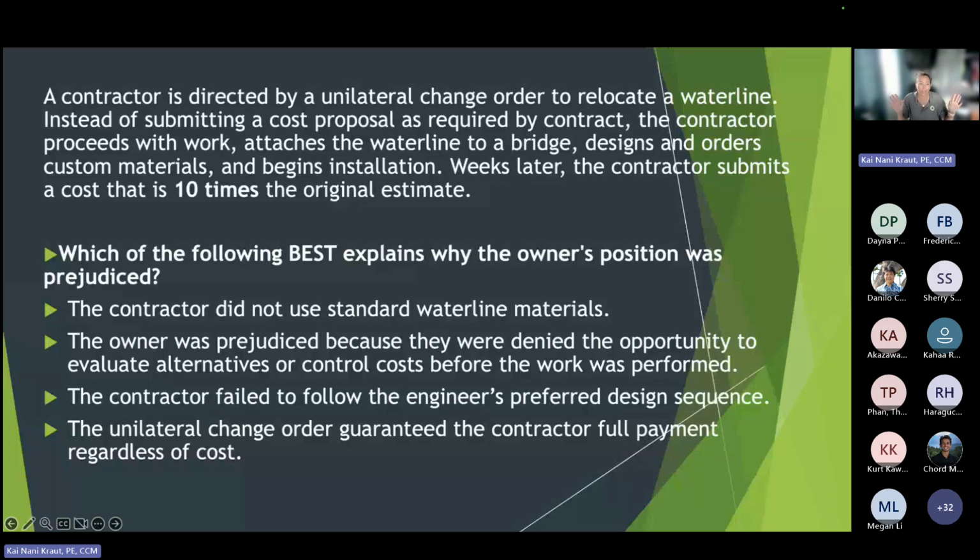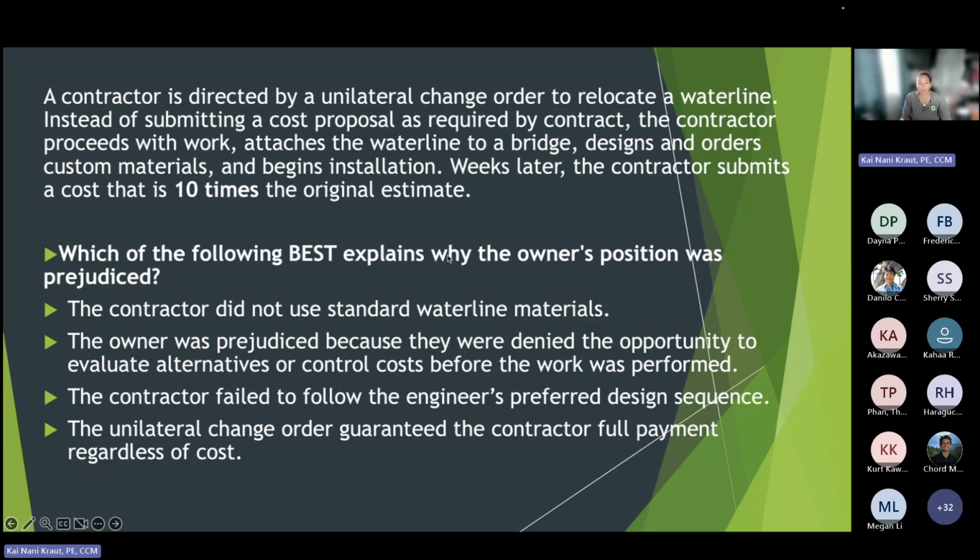And this is my actual example. We're in the process of settling all of this right now. The contractor is directed by unilateral change to relocate a water line. Instead of submitting a cost proposal as required, the contractor proceeds with the work, attaches a water line to a bridge, designs and orders custom materials, begins installations weeks after. And again, they're proceeding. We have a unilateral. There's a cost in the unilateral. We assume they're performing the work within that cost. They start performing the work, then they submit the cost proposal, and it's 10 times the amount that we have in the unilateral. And it's like, whoa.